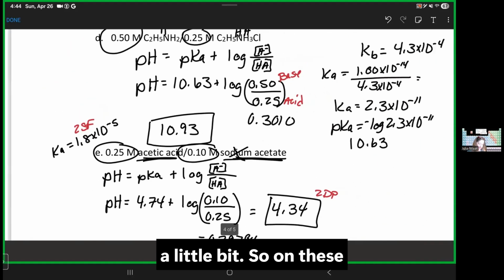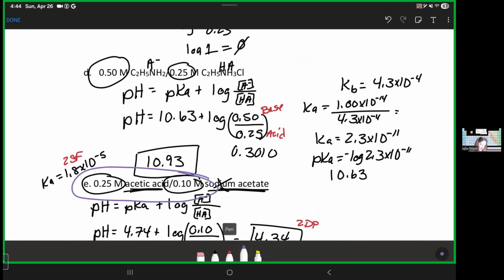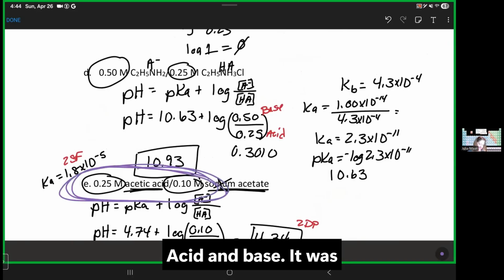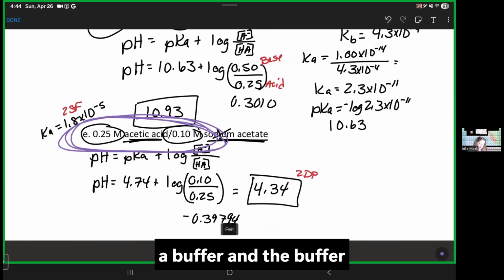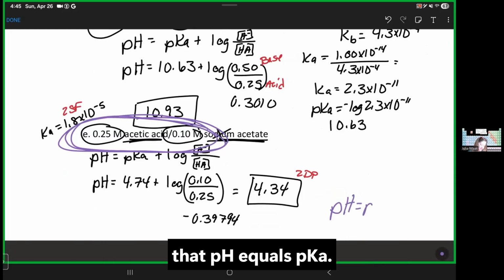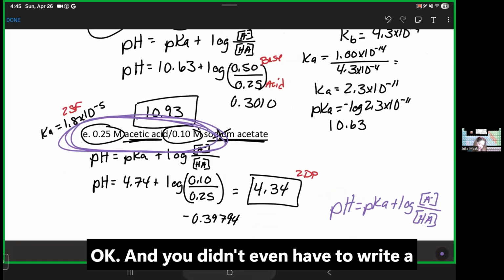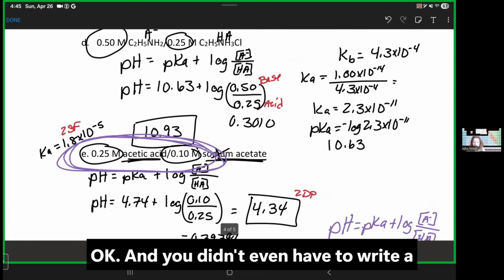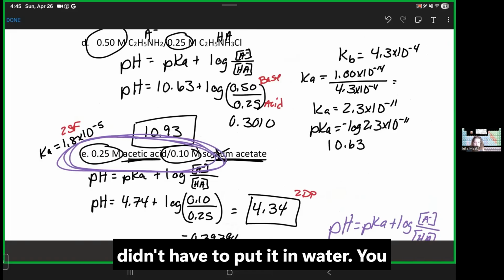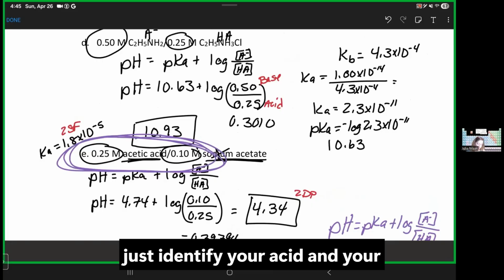So here, let's summarize a little bit. On these, because you had both acid and base, it was a buffer, and the buffer is always the Henderson Hasselbalch: pH equals pKa plus the log of A minus over HA. Okay, and you didn't even have to write a buffer equation or anything for that. You didn't have to put it in water.